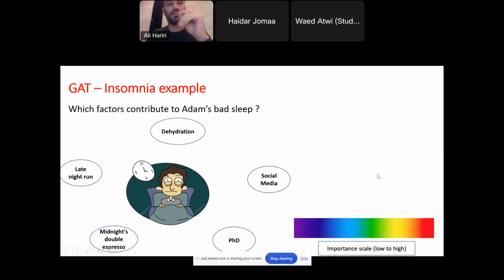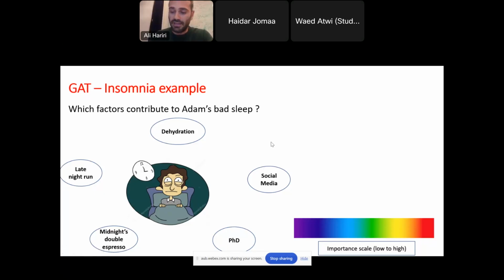Let's say there's a PhD student called Adam, and he is the central node. He is the center of attention in this case. So Adam is sleep deprived, and there are many factors that could be associated with the sleep deprivation. Like he did a late night run, he's dehydrated, he's always on social media, he's doing a PhD, he took a double espresso before sleeping. So all of these are factors that want to form a graph.